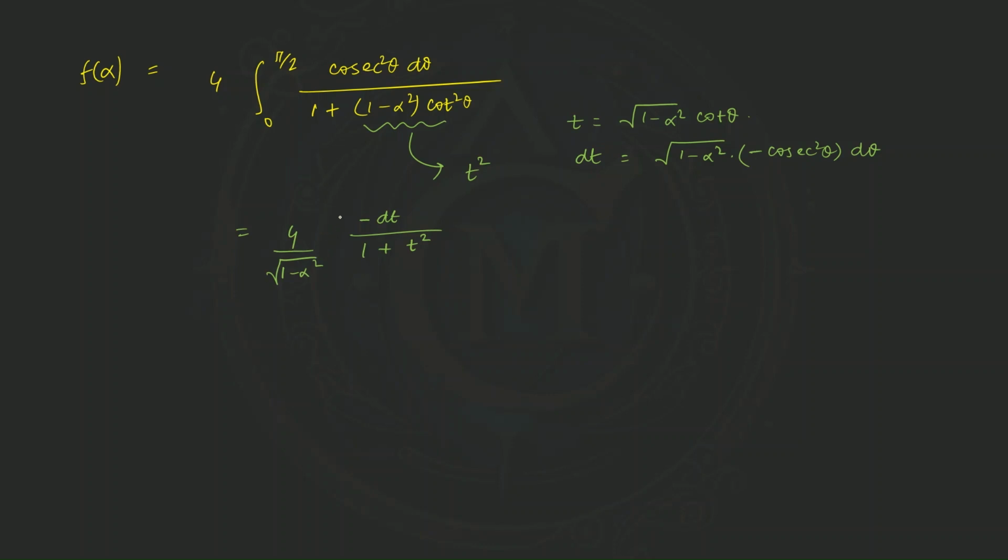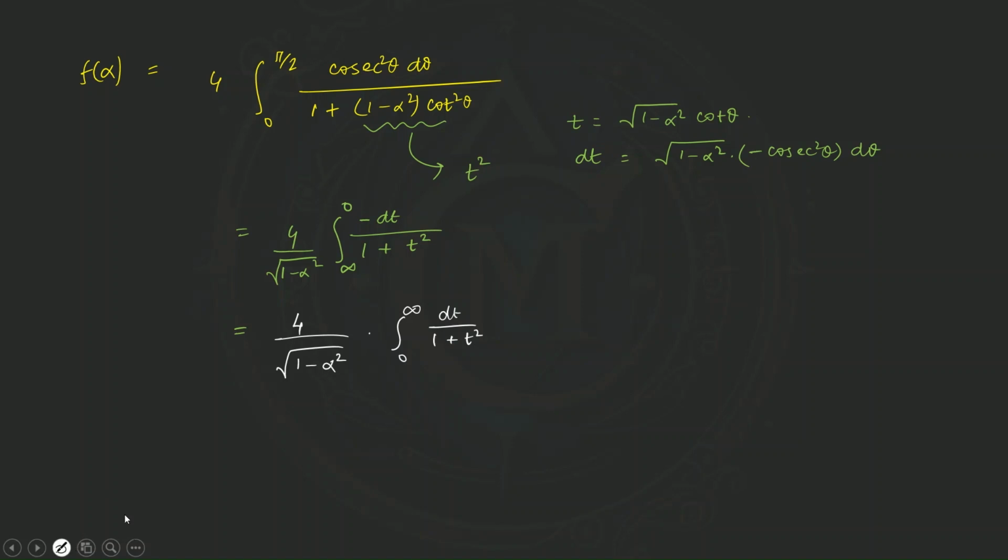Okay. Now what will be the limits? If we tend theta towards 0, t will tend toward infinity. And when theta is pi by 2, we get t equal to 0. So we get from here 4 divided by under root 1 minus alpha square times the integral from 0 to infinity dt divided by 1 plus t square.